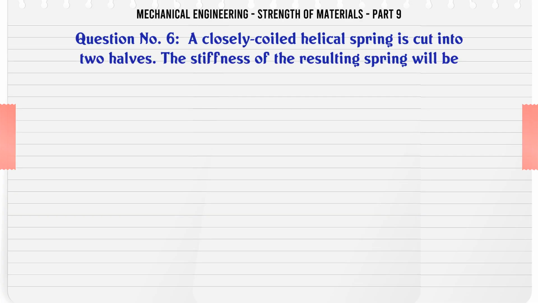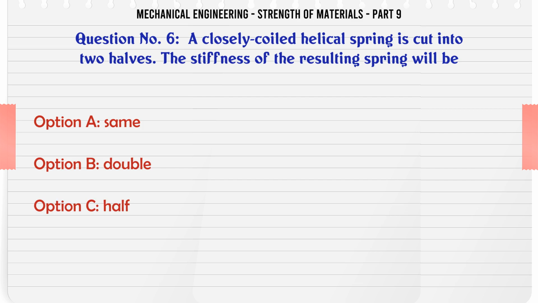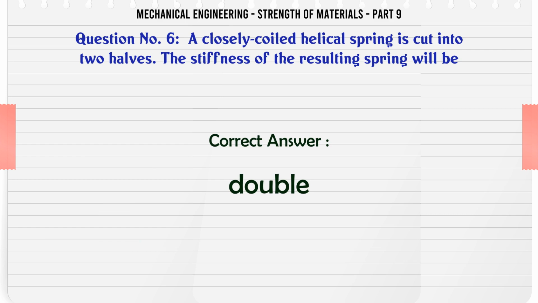A closely coiled helical spring is cut into two halves. The stiffness of the resulting spring will be: A. Same, B. Double, C. Half, D. 1/4. The correct answer is double.